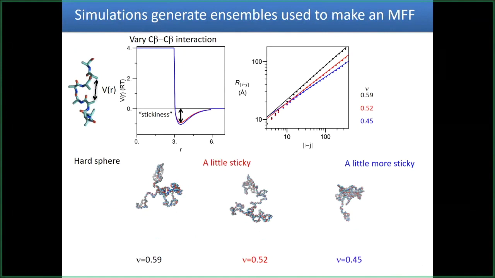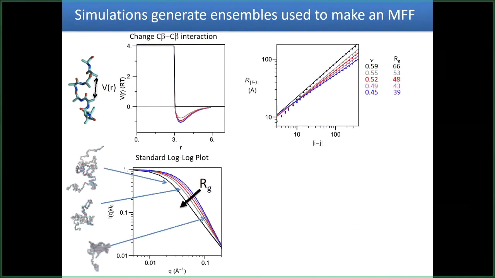All right, and we can do this for a bunch of different levels of stickiness. We did this for like 30 different values, and so we got 30 of these different lines. And from those ensembles we generated, we could calculate the scattering pattern. If you're a self-avoiding random walk, you're bigger. If you're a globule, because you're sticky, you're smaller, right?